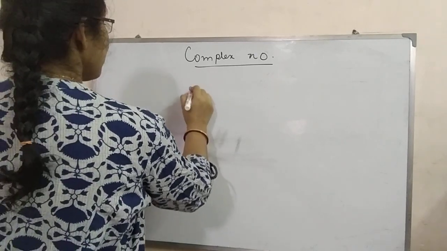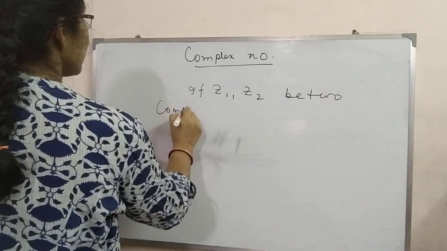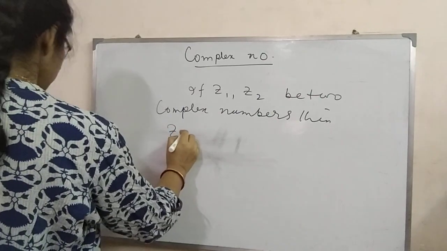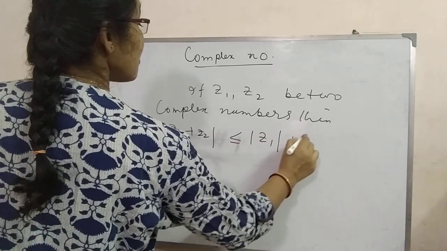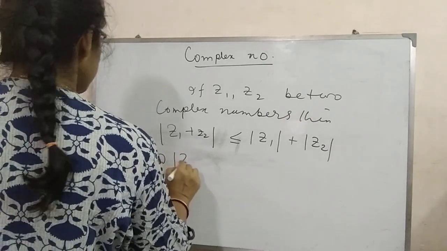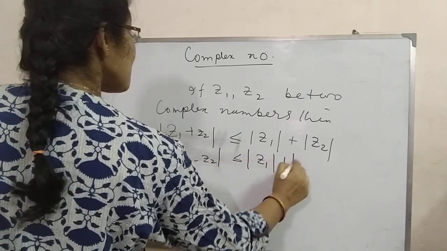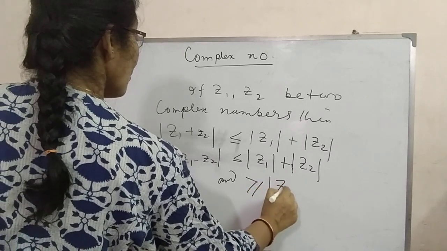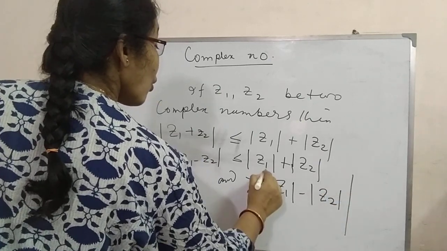That is, if Z1, Z2 are complex numbers, then modulus of Z1 plus Z2 is less than or equal to modulus Z1 plus modulus Z2, and modulus of Z1 minus Z2 is less than or equal to modulus Z1 plus modulus Z2, and greater than or equal to the modulus of modulus Z1 minus modulus Z2.